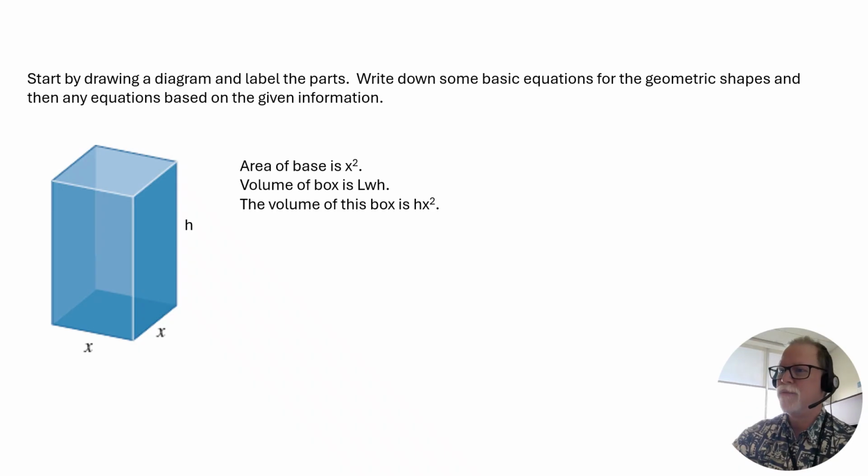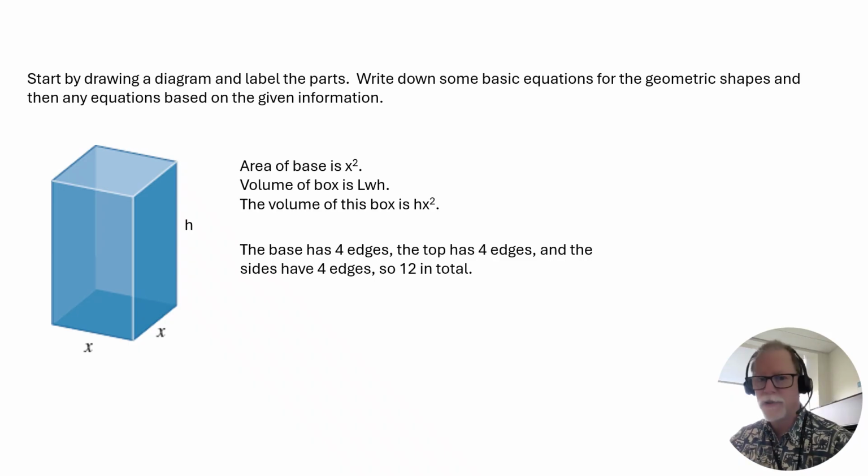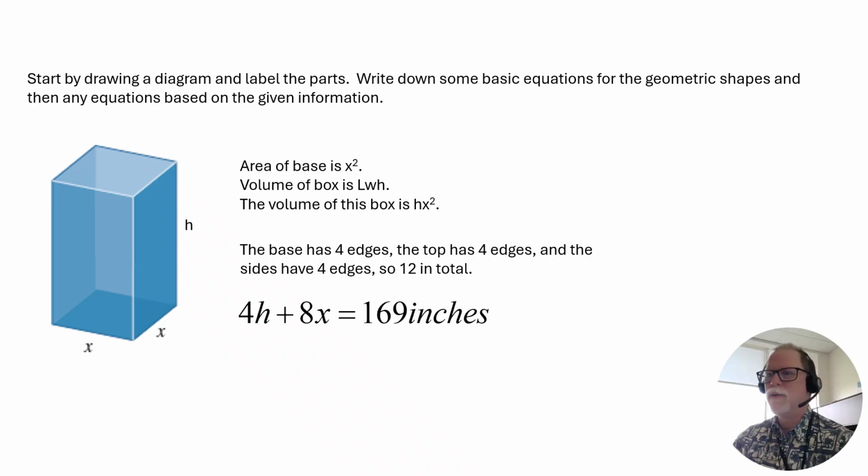So the next bit of information talks about the edges. So we need to make sure we know the total number of edges that will add up to the length that is indicated. So squares have four sides. There's two squares, top and bottom. And then the rectangles on the sides, there's four edges for those. So 12 in total. And so if we got 4 of the heights and 8 of the x's, they add up and they equal 169, the value we're told, like that.